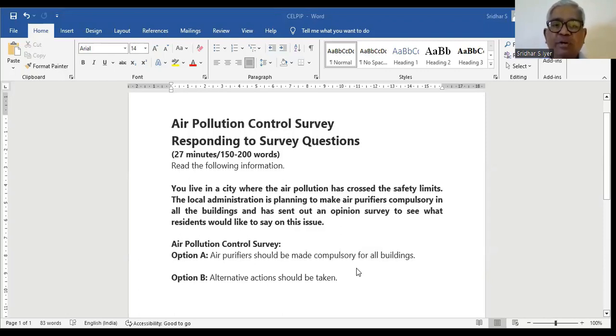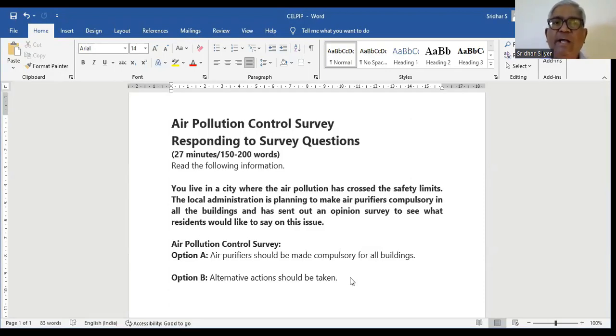Option A, air purifiers should be made compulsory for all the buildings. Option B, alternative action should be taken. So, I'm going to take option B because I feel that alternative action should be taken, because just by providing air purifiers for just one building is not going to minimize or decrease the problem.